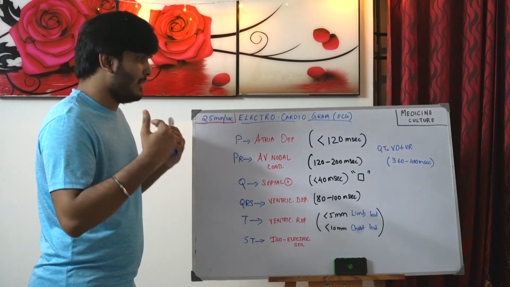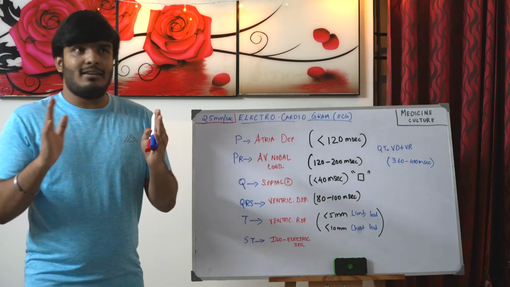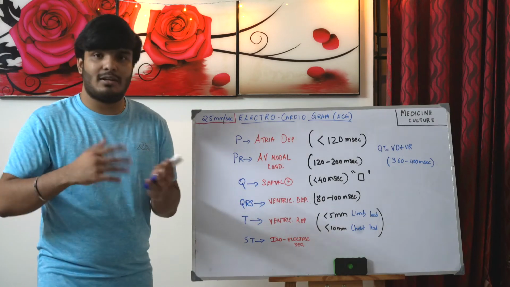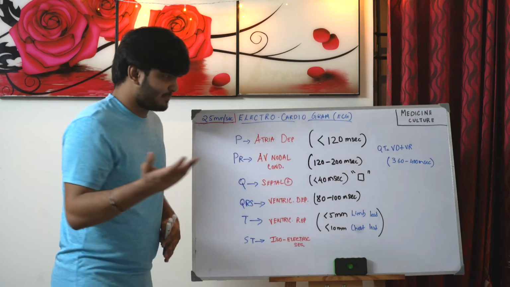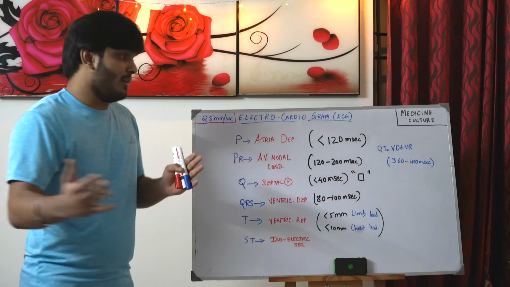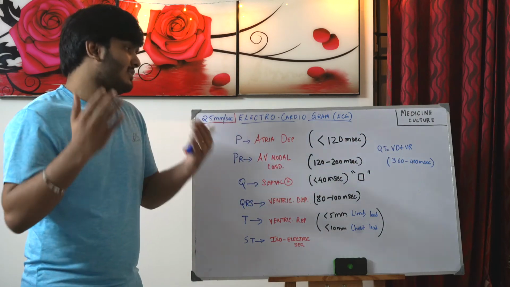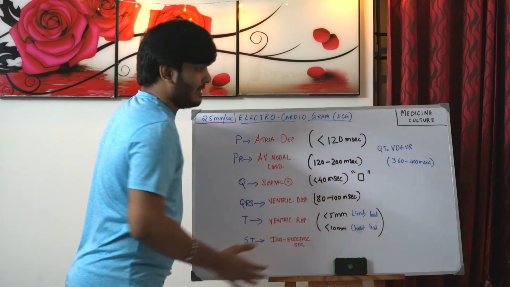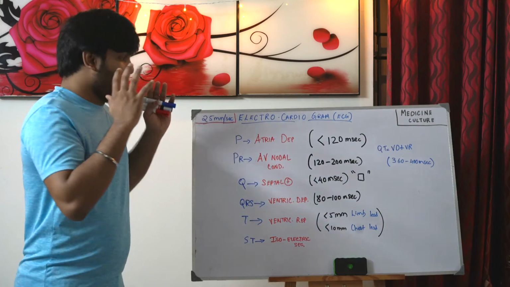Please remember, the P wave is atrial depolarization, the ST segment is an isoelectric line, and the QRS is ventricular depolarization. The QT interval is from Q to T, covering QRS, ventricular depolarization, and the T wave, ventricular repolarization. Actually, the QT interval is the start of the Q wave till the end of the T wave, so it's ventricular depolarization plus ventricular repolarization. The duration of the QT interval is 360 to 400 milliseconds.